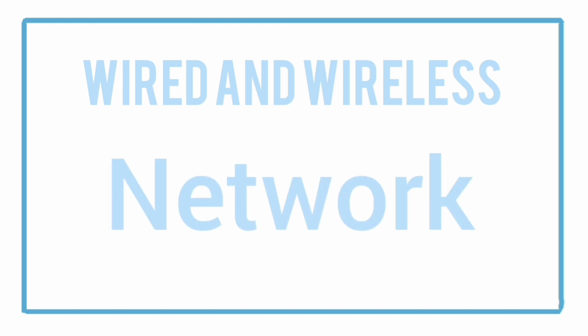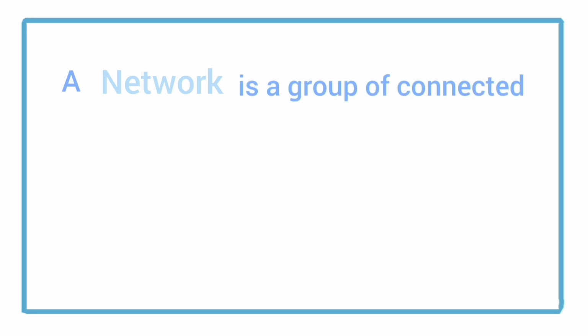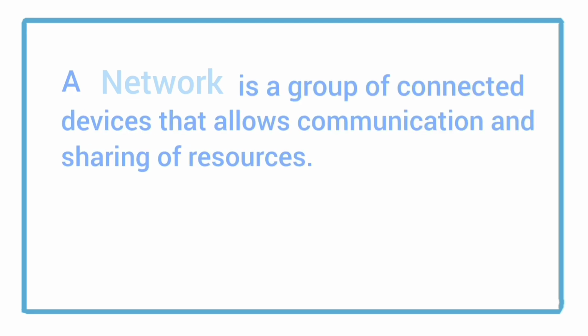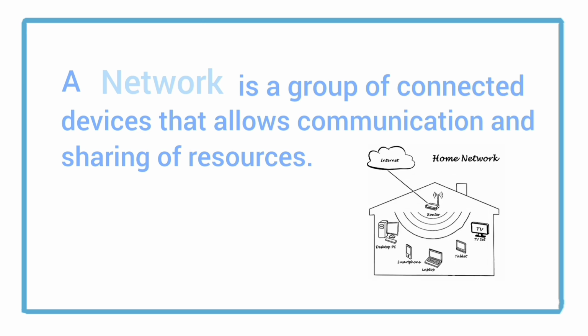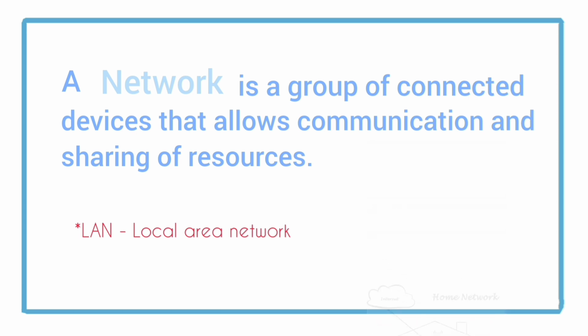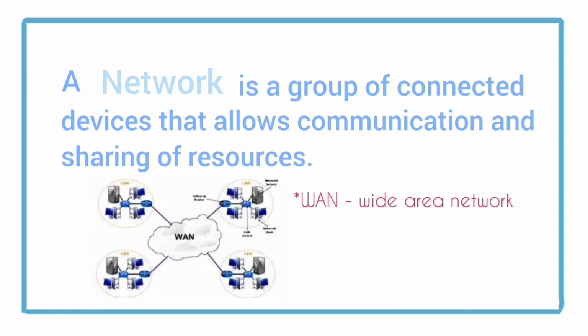Today, our topic is wired and wireless network. Before we begin, let's quickly go over what a network is. A network is a group of connected devices that allows communication and sharing of resources. It can be a local network, like a home or office local area network, or a wide area network, like the internet.